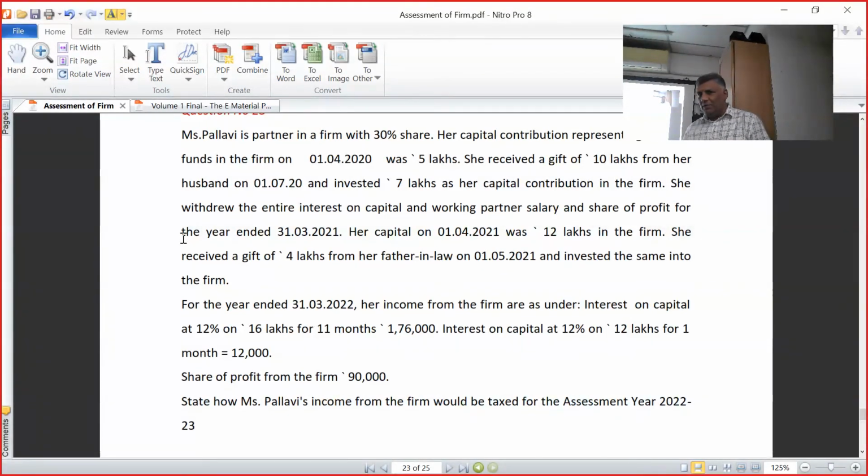I know this is more of clubbing, but read it. Since it's a firm, I'm consolidating everything. Read it. It's a base provision which we all know.